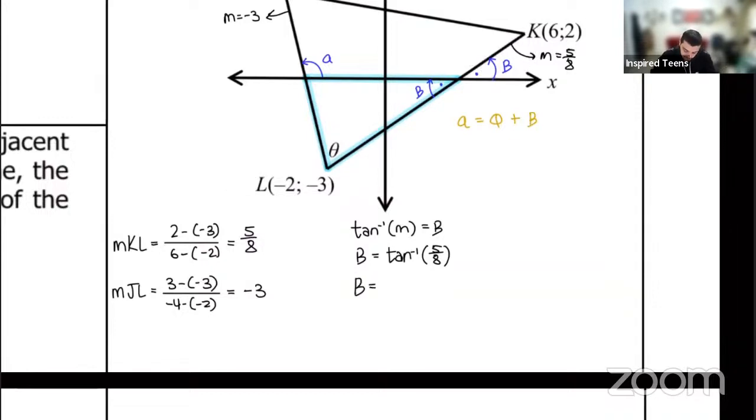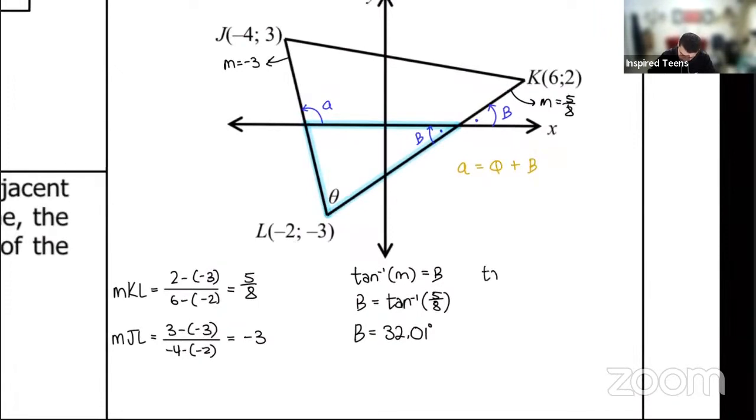When I shift tan 5/8 for beta, I get an answer of 32,01. So beta is 32,01. Then I do the exact same thing for JL. I use my same formula: shift tan of the gradient of that line is going to give me alpha.